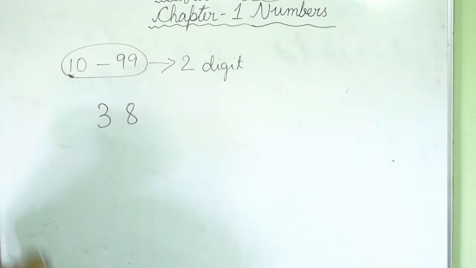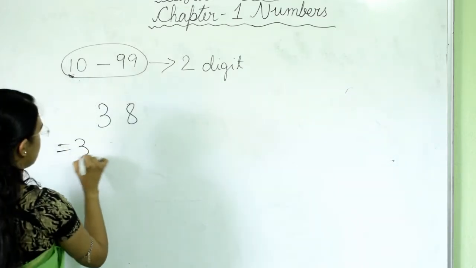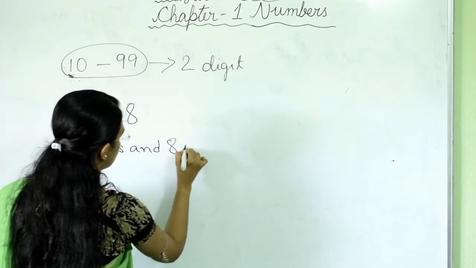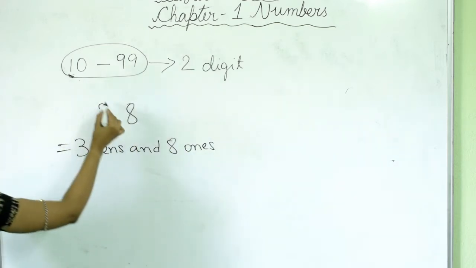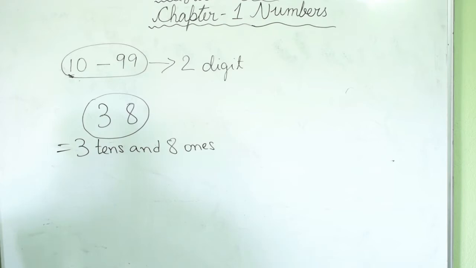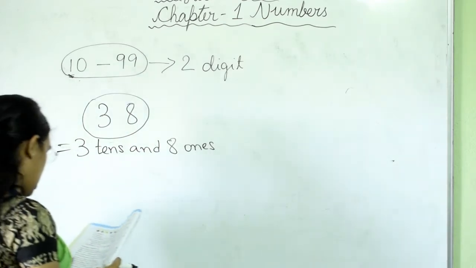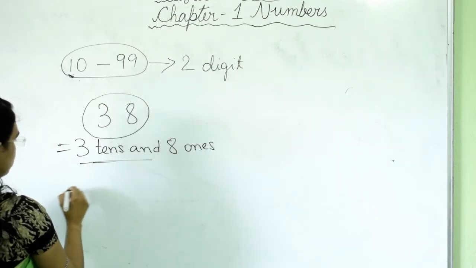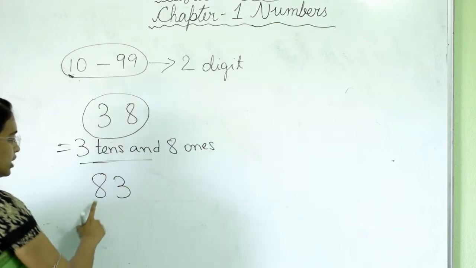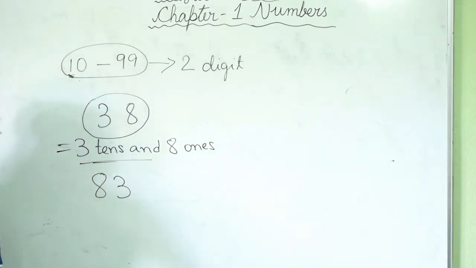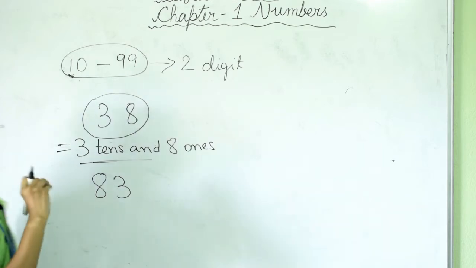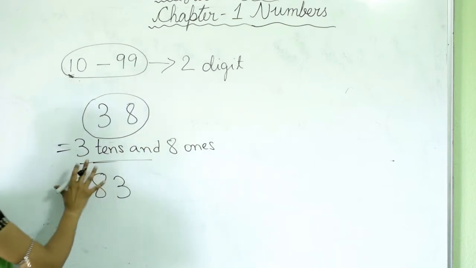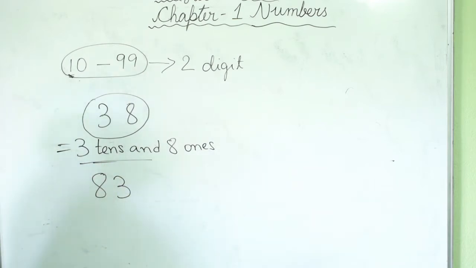Now we have 38. So we can write this in this way also: 3 tens and 8 ones. Now we can form the numbers. We have to form the numbers with the help of these 2-digit numbers. So how can we form these numbers? We can write in this way also. For forming the numbers, we just have to interchange the digits. We don't need another number for doing this. Whatever the numbers are, we have to interchange their places.